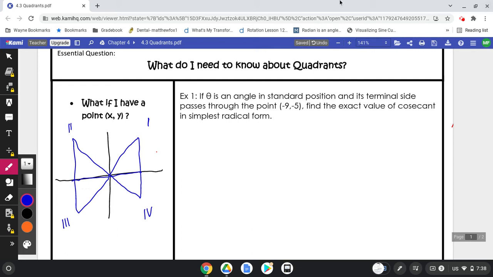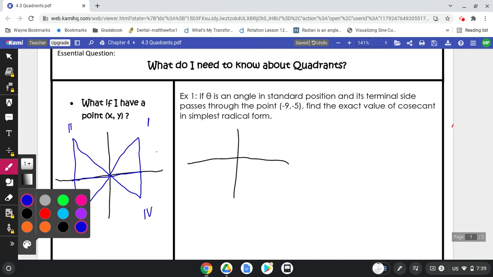So let's keep those things in mind, and then we'll read this first question, because this is kind of how Delta Math is going to word it. It says, if theta is an angle in standard position, and its terminal side passes through the point -9, -5, find the exact value of cosecant in simplest radical form. So if we have our y and our x-axis, at -9, -5, that's our x value, that's our y. So -9 is left 9, down 5, somewhere over here.